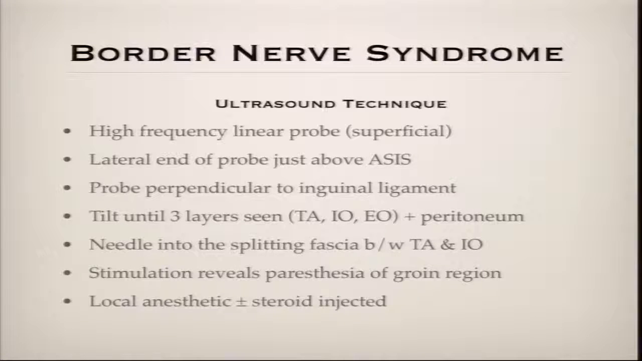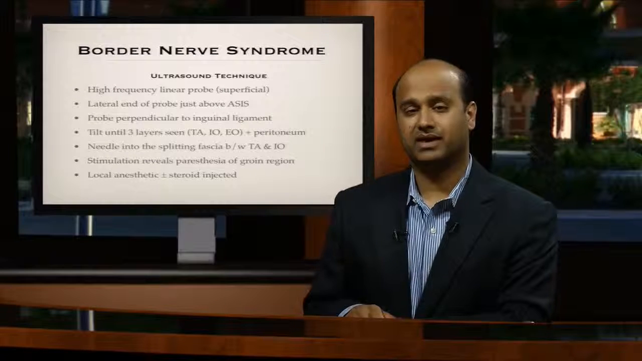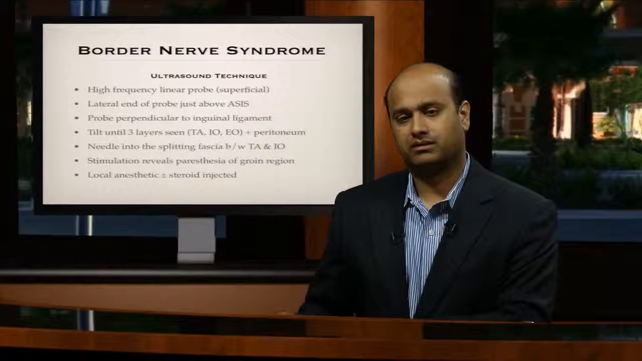The needle is driven into the layer between the transversus abdominis and the internal oblique because both of the nerves pass through this layer at about that level. You can use stimulation if necessary to verify that you're getting paresthesia sensation in the groin area, but it's not necessary. And then the injection of local anesthetic, with or without steroid, can be done in that plane. Some people also refer to this block as a TAP block because it's the transversus abdominis plane block, and is often used in acute pain and regional scenarios as well.